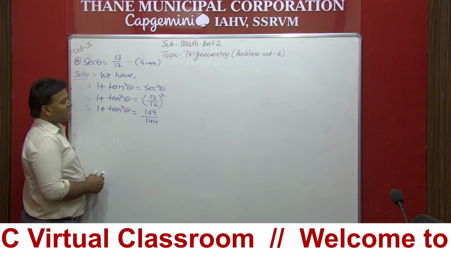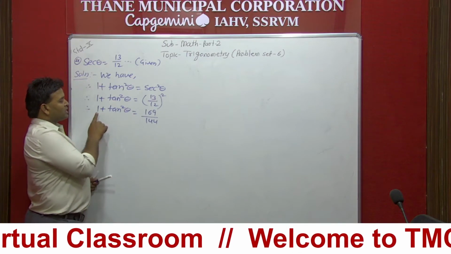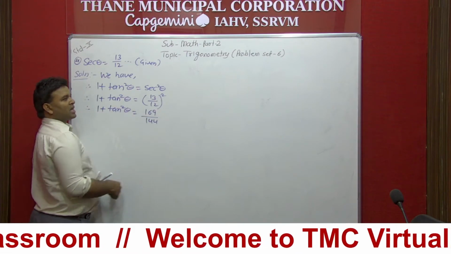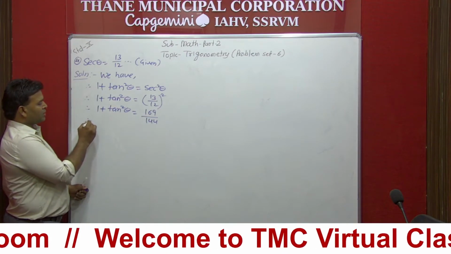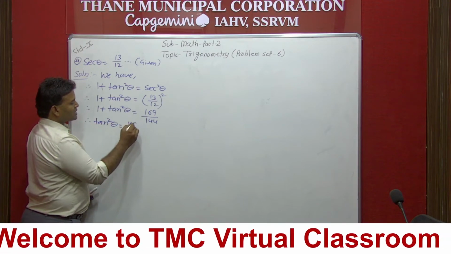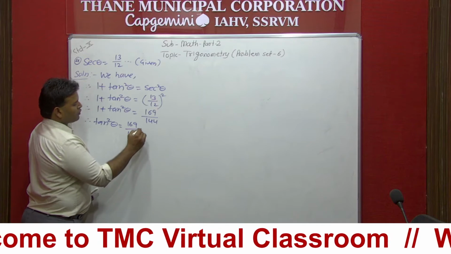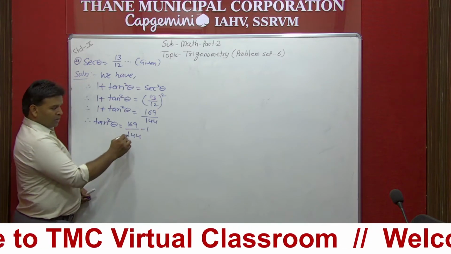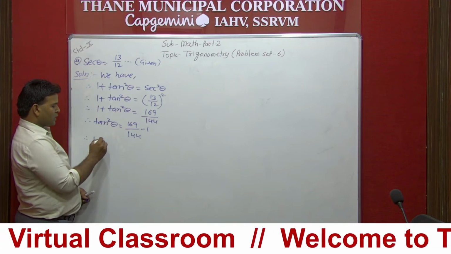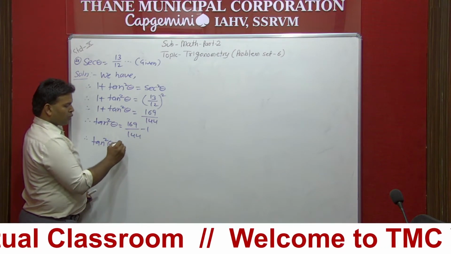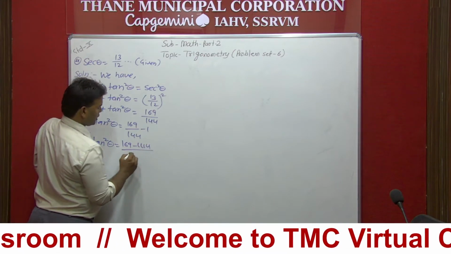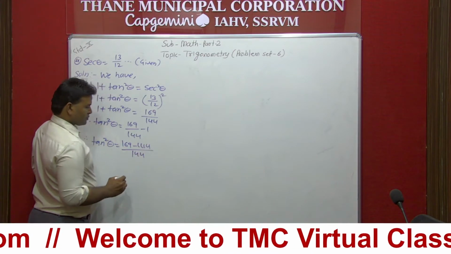Okay, now what will I do next? Here this is a number, and this one is also a number, both are like terms, so I will take this one to this side. So what happened here? In the next step, tan square theta is equal to 169 upon 144 minus 1. Now this will get cross multiplied, so tan square theta is equal to 169 minus 144 upon 144.